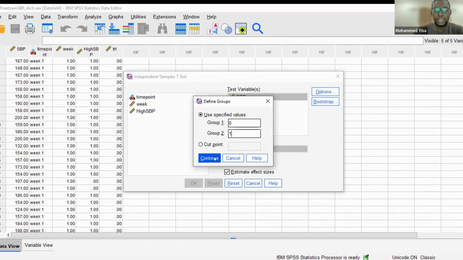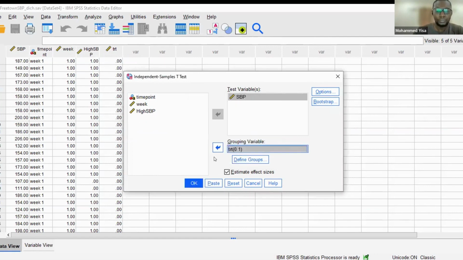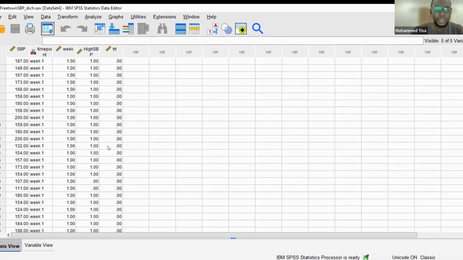Are we all there? What is TRT? Treatment. TRT stands for treatment. So 0 is somebody that received no treatment. 1 is somebody that received the treatment. So I'll just go back a bit and we take a look at the data set.